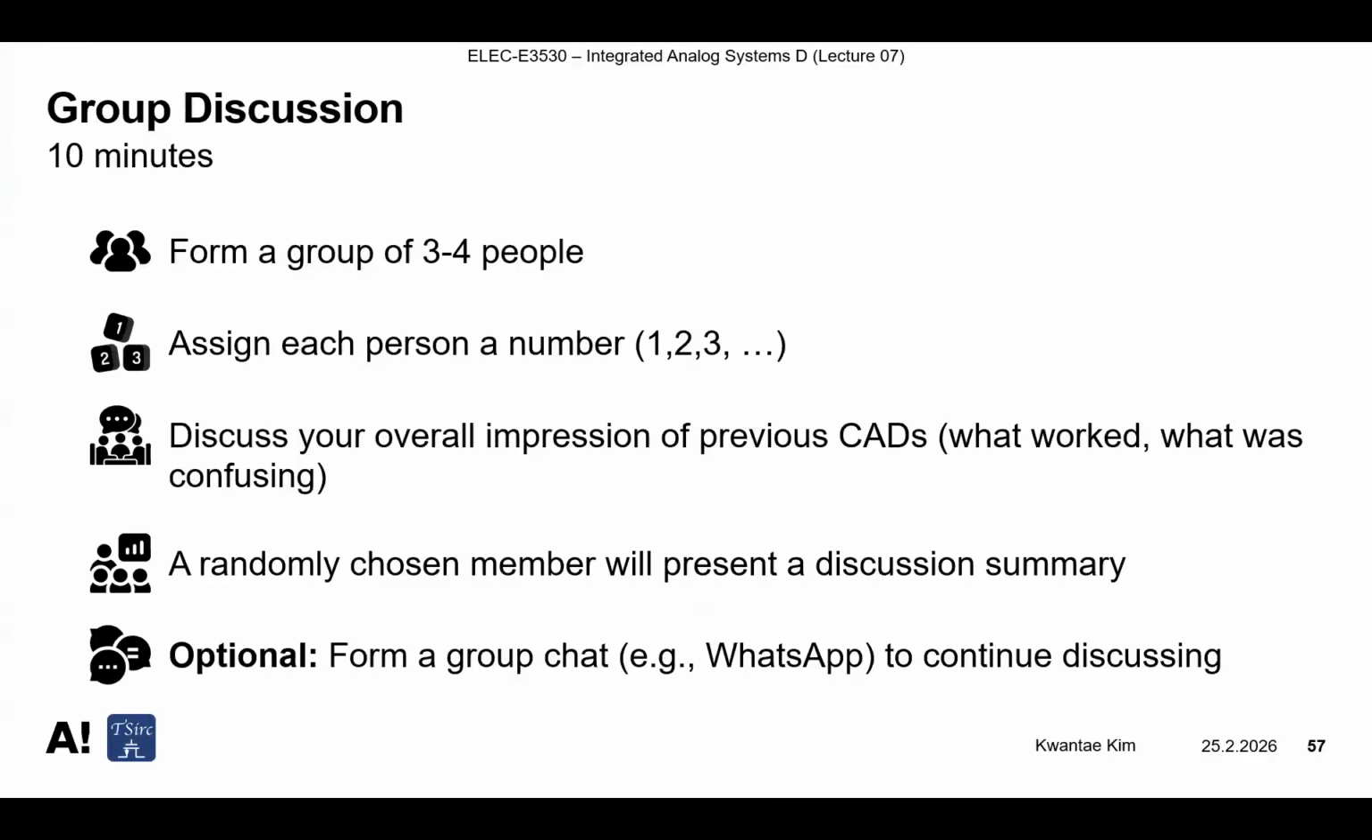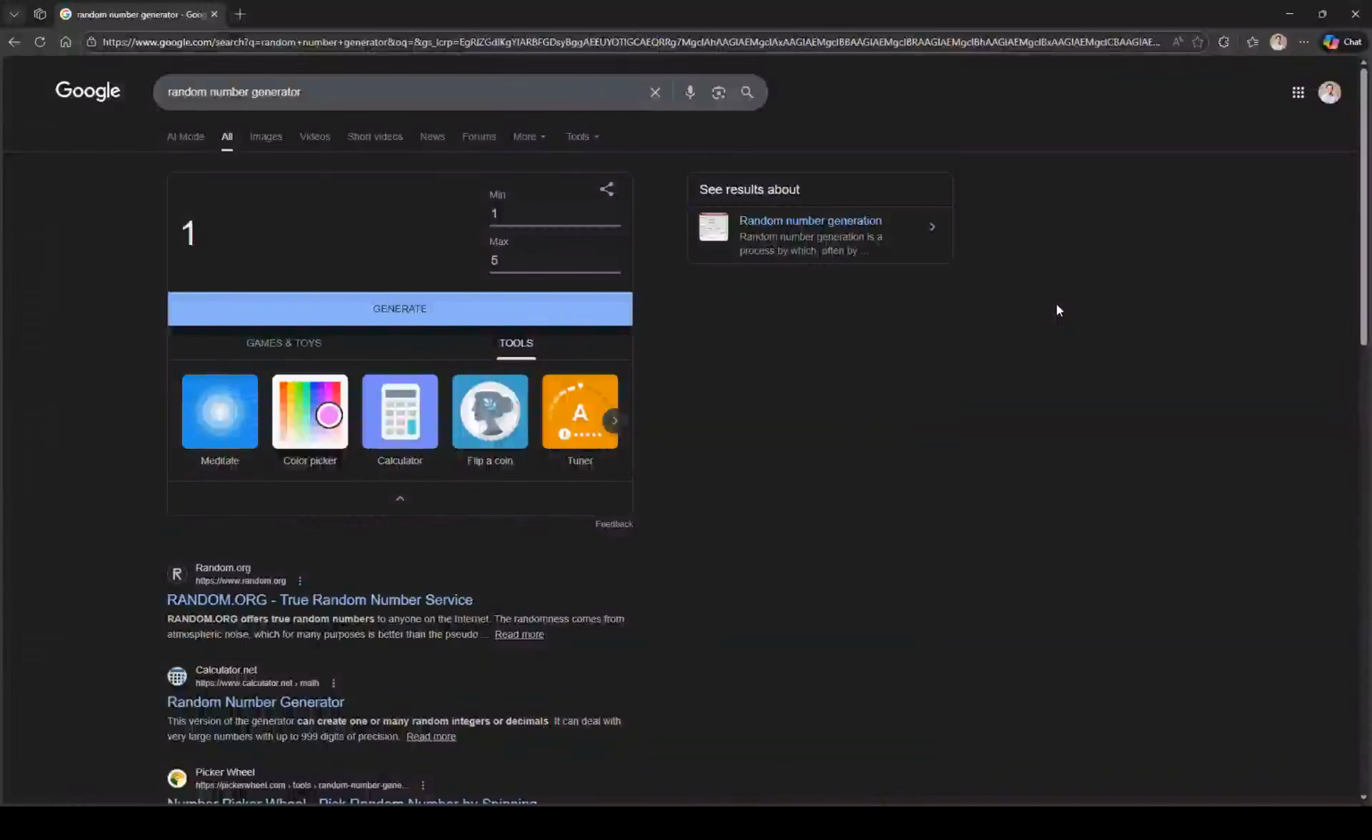So please form a group of 3 to 4 people, as you did. Assign each person a number and discuss your overall impression of previous CADs: what worked and what was a bit confusing, and a randomly chosen member will present a discussion summary. It is also encouraged to form a group chat, like WhatsApp or Telegram, to continue discussing. So please have a discussion until 27. Okay, sorry for the interruption.